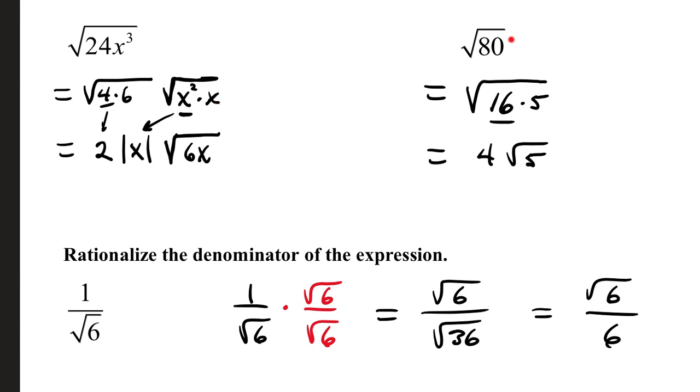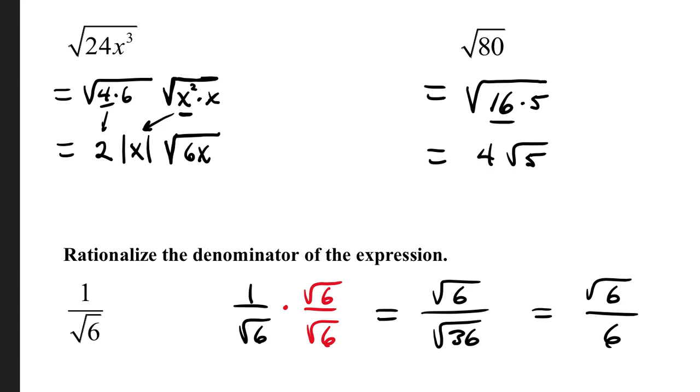Square root of 80, 81's a perfect square, but 80 is not. Although we can write 80 as 16 times 5, 16 is a perfect square, and its square root is 4. This 5 we cannot square root exactly, so square root of 80 reduces to 4 square root of 5.